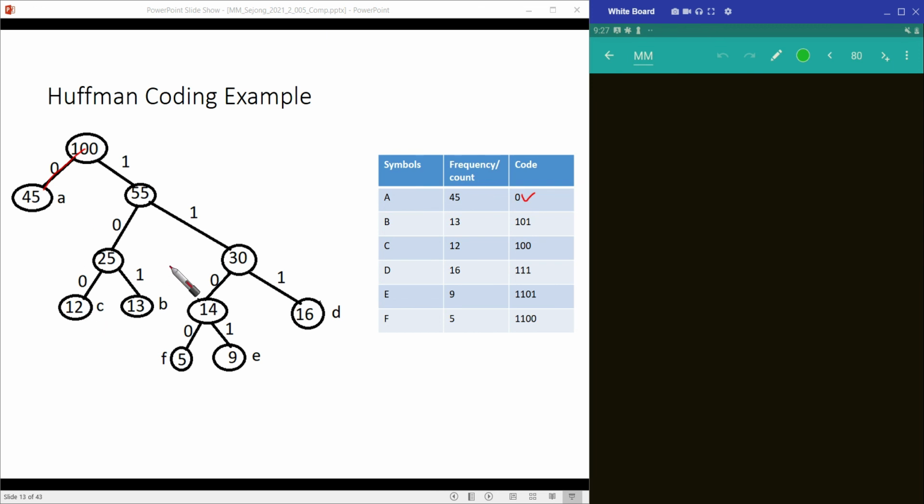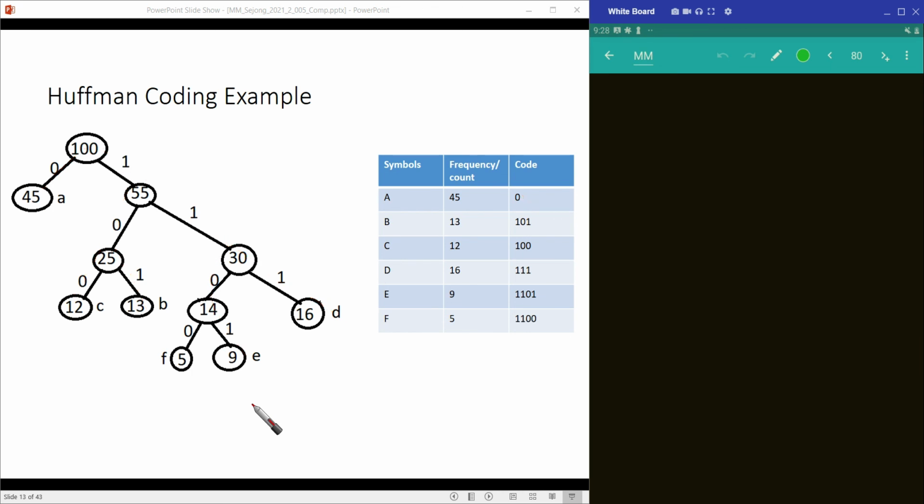Now the code for B is 101, and exactly, you see the code for B is 101. What is the code for C? 100. You see, 100. What is the code for D? The code for D is something like 111. Yeah, 111. What is the code for E? 1101. So 1101. And then the code for F is 1100. So this is what it is.